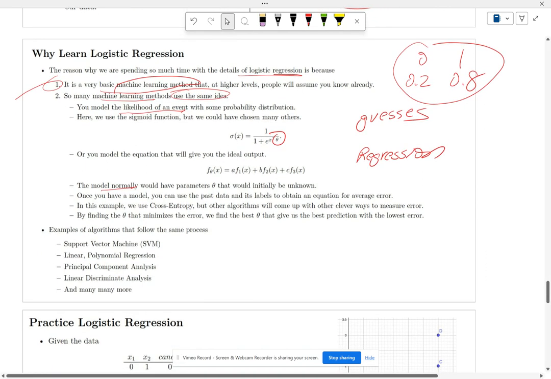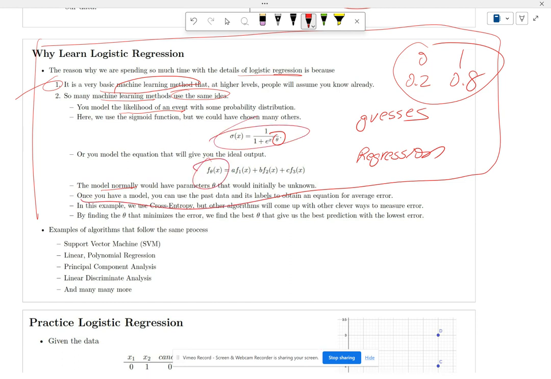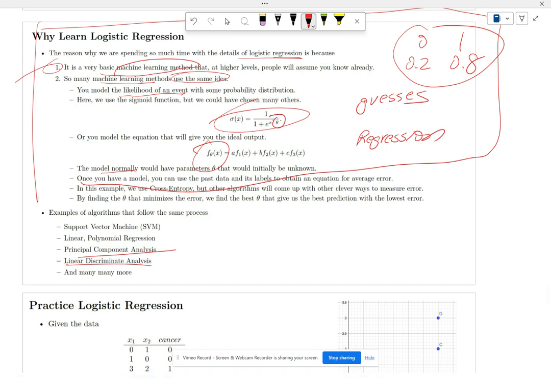Now, this pattern where we don't know the function, whether it's a probability distribution or the function for regression, this pattern that we don't know the function and we need to use some basis function in order to make the best guess, is the basis of a lot of machine learning algorithms. Like support vector machine uses that, like linear polynomial regression, principal component analysis, linear discriminant analysis, and so many more.